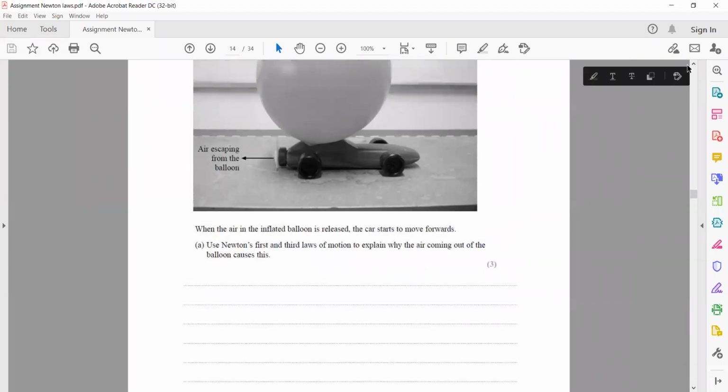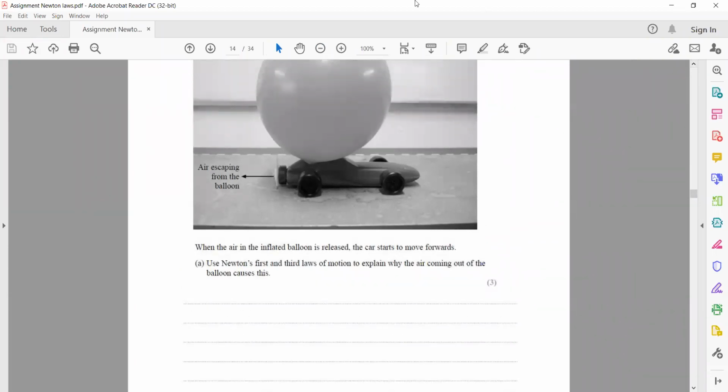So basically what happened, according to Newton's third law, as the air molecules are coming out, there is a force by the car on the air, and that matches with, according to Newton, the forces always act in pairs. So there will be a force by the air molecules on the car.